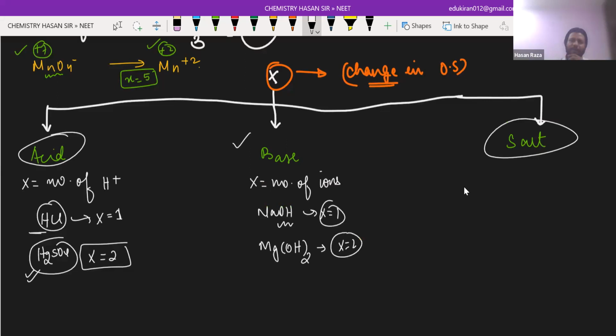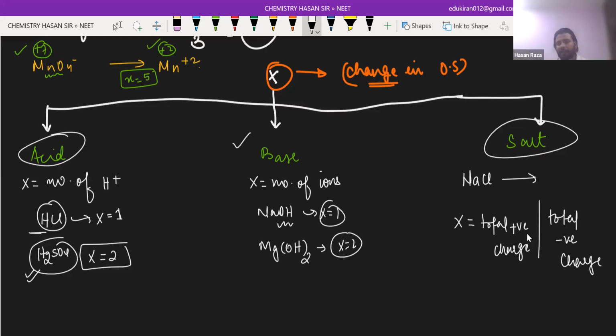What is it for salt? Salt, you know that it comes from neutralization reaction. If you have NaCl, which is a salt, the value of X for salt is either you are going to take total positive charge or you are going to take total negative charge. Since this salt comes from neutralization reaction, the total positive charge will be equal to total negative charge. That gives you neutral. If you dissociate it, you can see there is only +1 and only -1. So either you can take +1 or -1, but don't take the sign. You are going to take it with mod. So the value of n factor for NaCl is 1.